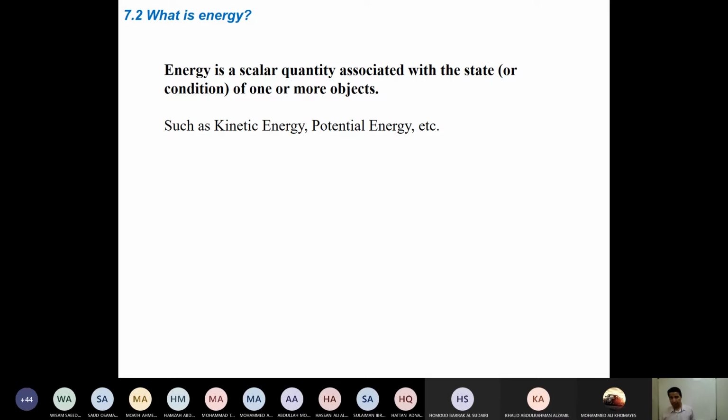We know that the kinetic energy is a form of energy which is related to motion, and potential energy is the form of energy which is associated with a state. Such as if a car was at rest, you say it has zero kinetic energy. If the car was in motion, you say it has some kinetic energy there.